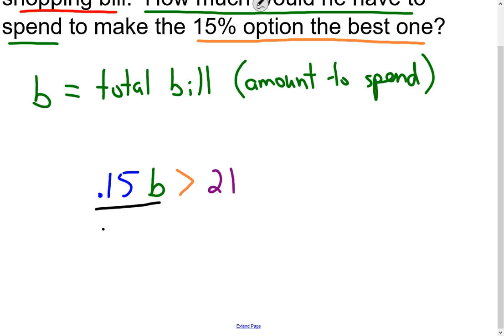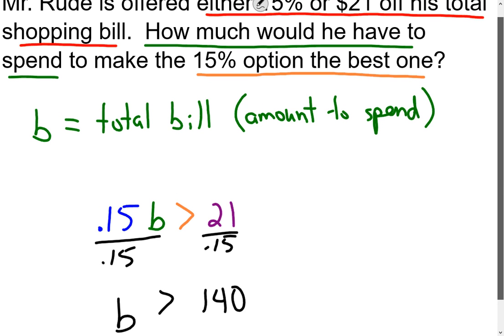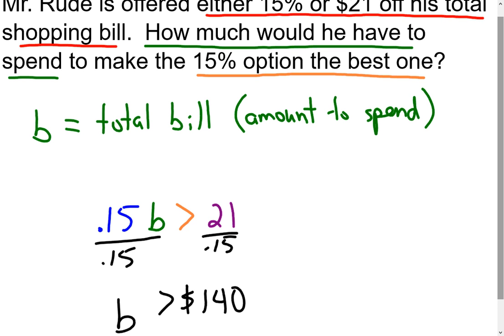So I'm going to divide both sides by 0.15. This comes out to be B. This comes out to be 140. We divided by a positive, so our sign stays as is. Since we're dealing with money in this case, we want to know how much to spend. Well, it would be $140. So as long as I spend more than $140, the 15% option would be my option of choice.